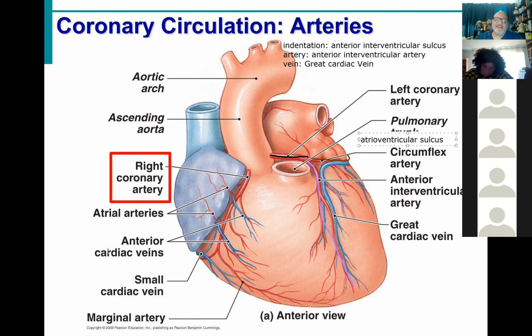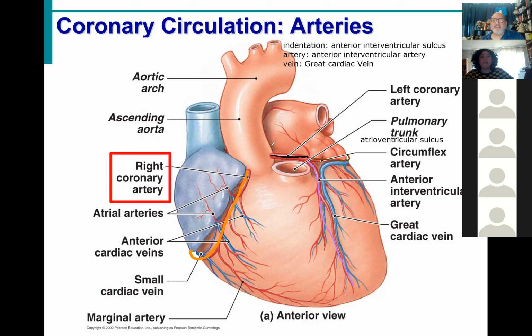Notice that's very different from what's happening over here with the right coronary artery. The right coronary artery is much longer. Not only does it go around the circumference all the way onto the back side of the heart, notice it also is going through that indentation between the atria and the ventricle, that atrioventricular sulcus on the right side. So it's clearly much longer if it's going all the way around onto the posterior side of the heart.